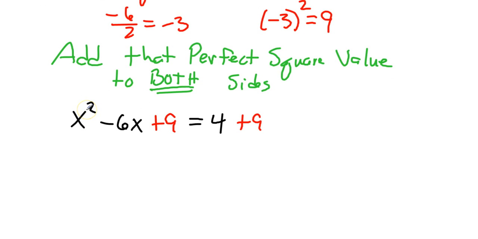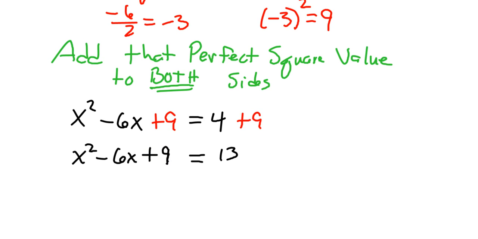Now, what that does to the left-hand side is that left-hand side is good for now. On the right-hand side, you've got 4 plus 9, so make that 13. Okay, the left-hand side, that's where you're going to factor this thing. And again, when you factor this one, you're going to factor it using that value, because the factors of 9 that equal negative 6, it's going to be negative 3 and negative 3. So this thing is going to factor as x minus 3 squared.